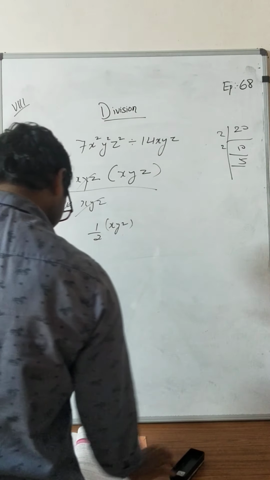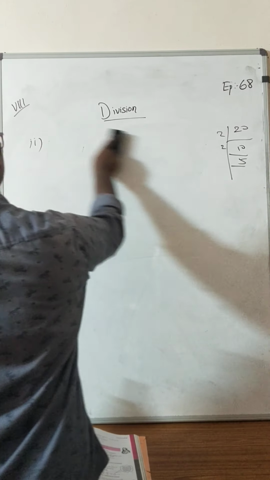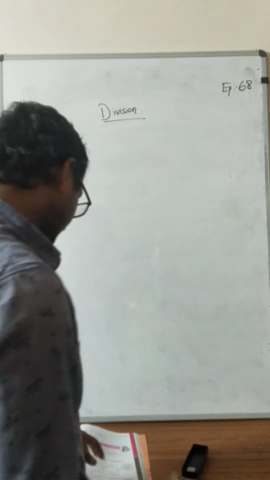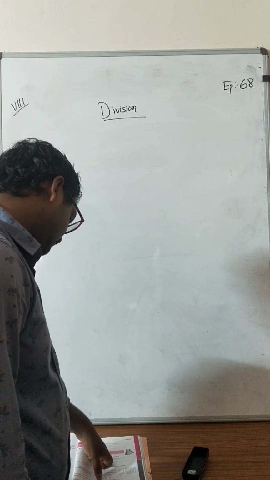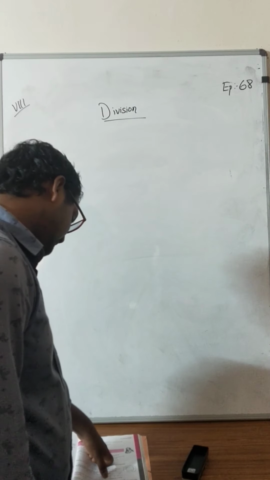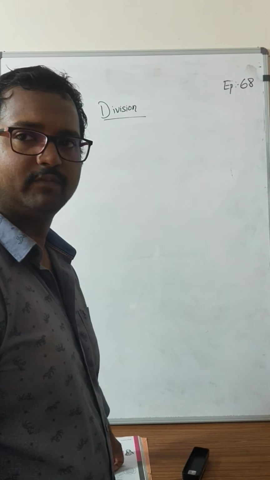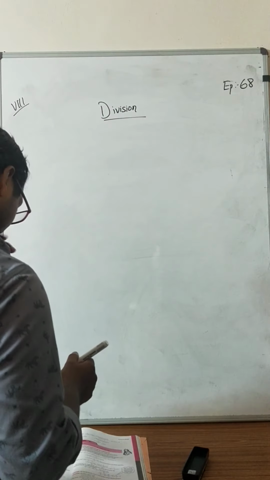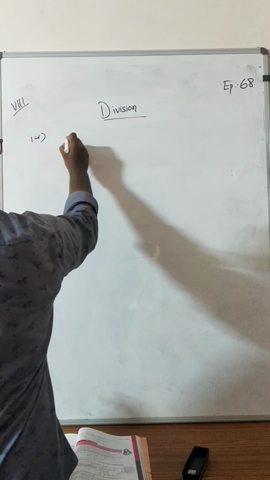Now look at example 14. In example 14, it is said: divide 24 in the bracket x square yz plus xy square z plus xyz square by 8xyz using both the methods, which means you have to take common factor in one method and in another method you have to do simple division. So we'll see the question. This is the 14th one.